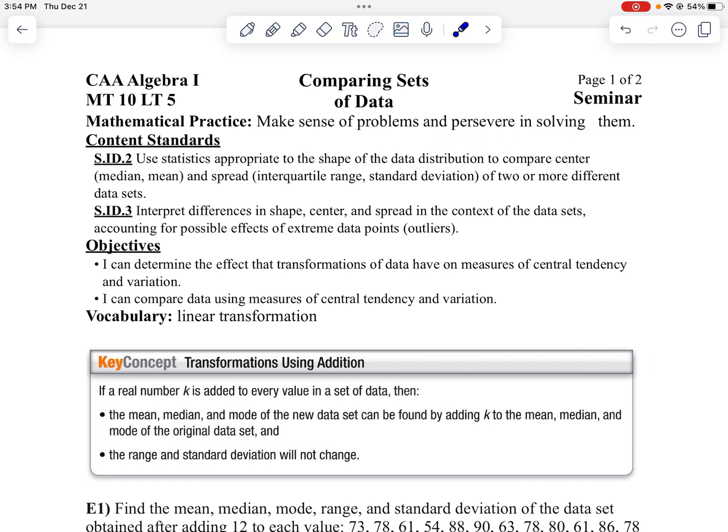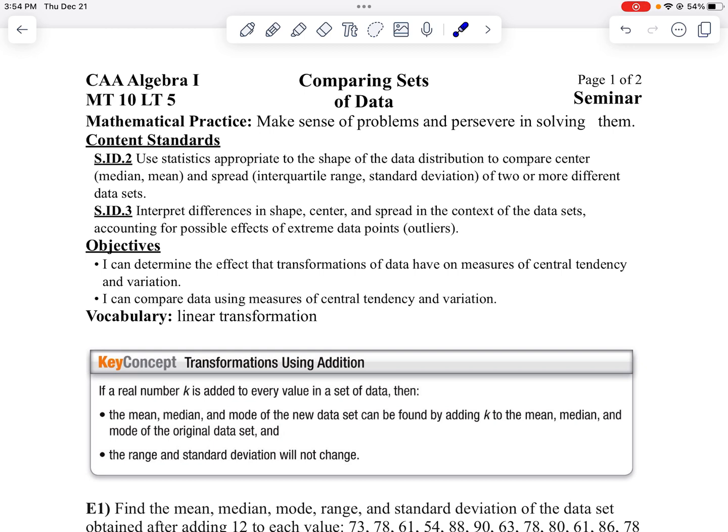What we're going to do is look at the effects of transformations on data and on measures of central tendency and variation. In other words, I'm going to do some sort of transformation: I'm going to add, subtract, multiply, or divide. I'm going to compare data using measures of central tendency and variation. So the whole key here is we're comparing data.